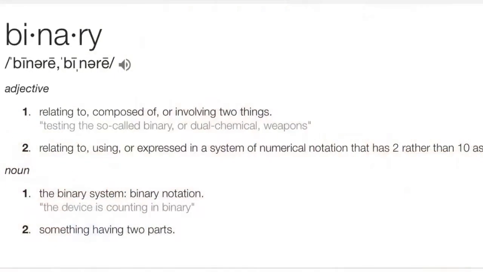Today I'm going to talk to you about what binary is. First of all, what does the word binary mean? Who do you ask when you don't know something? The first person you ask is, of course, Google. So when you Google binary, this is what shows up. The first definition is relating to, composed of, or involving two things. So still not clear. Now when we read the second definition, it says relating to, using, or denoting a system of numerical notation that has 2 rather than 10 as its base.